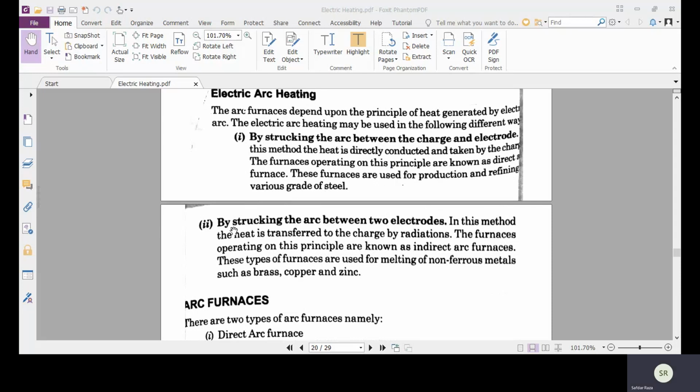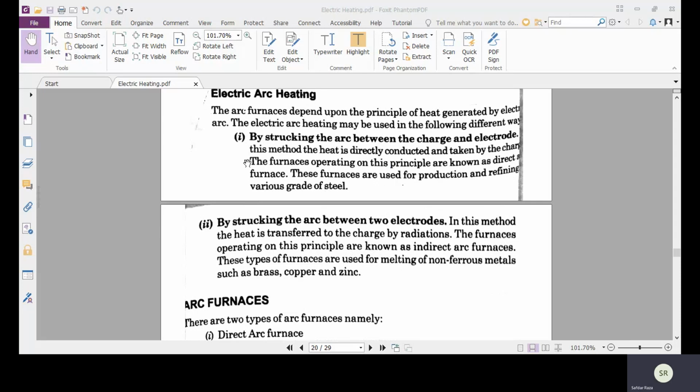The second part is by striking the arc between the two electrodes. We can see that it is very similar to the indirect resistance heating. In this method, the heat is transferred to the charge by radiation. The furnace operating on this principle is known as an indirect arc furnace. These types of furnaces are used for melting of non-ferrous metals such as brass, copper, and zinc.